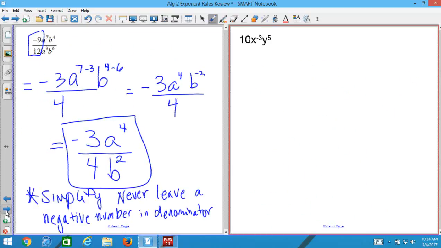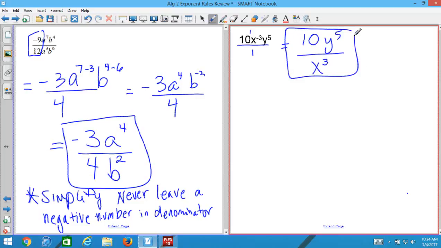All right, next one is 10x to the negative 3, y to the 5. Is there anything to do? We do not want a negative. So this is currently over 1. What's going to move? The x to the third to the bottom. Okay, only the x to the third, because 10 has an exponent of 1. So only the x to the third moves. Okay?